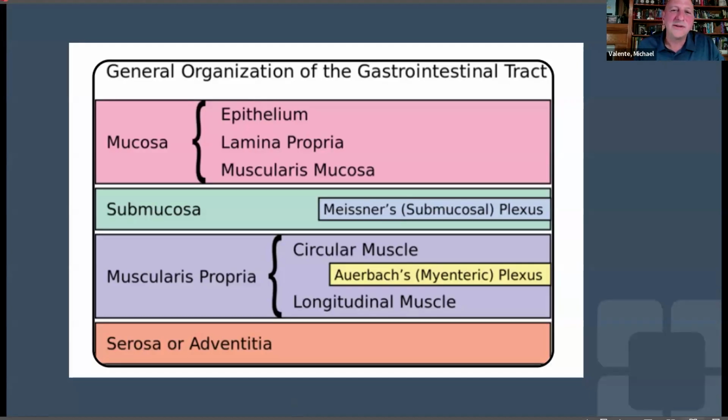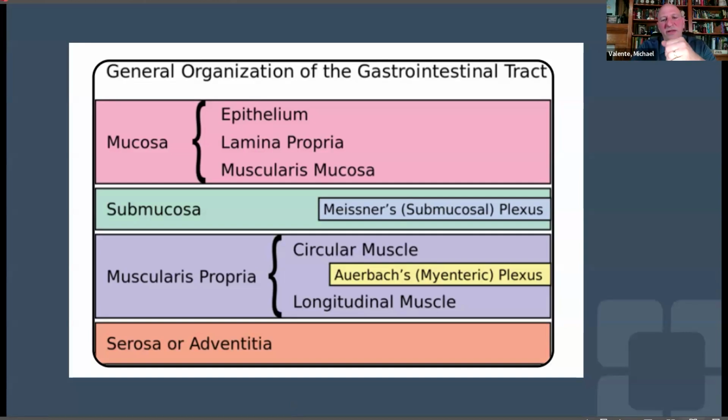I'm joking. So the general GI tract: mucosa, submucosa, muscularis propria, serosa or adventitia. Key points of the mucosa: epithelium, lamina propria, muscularis mucosa. There's a basement membrane mixed in there. I'll tell you that in a minute. The submucosa is important. This is where things go into here. We've got Meissner's submucosal plexus. We'll talk about that briefly.